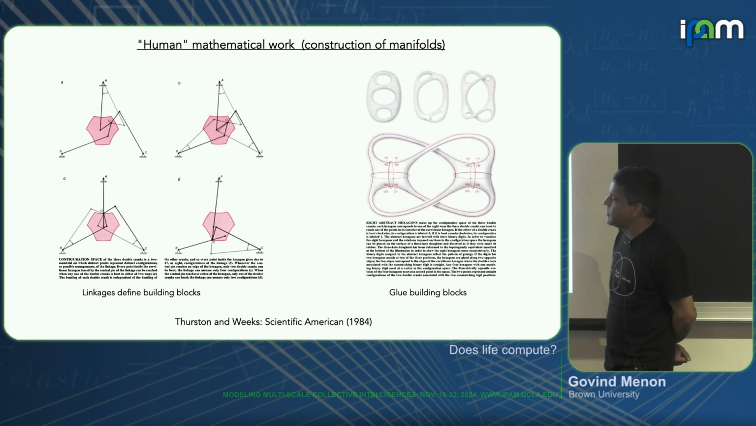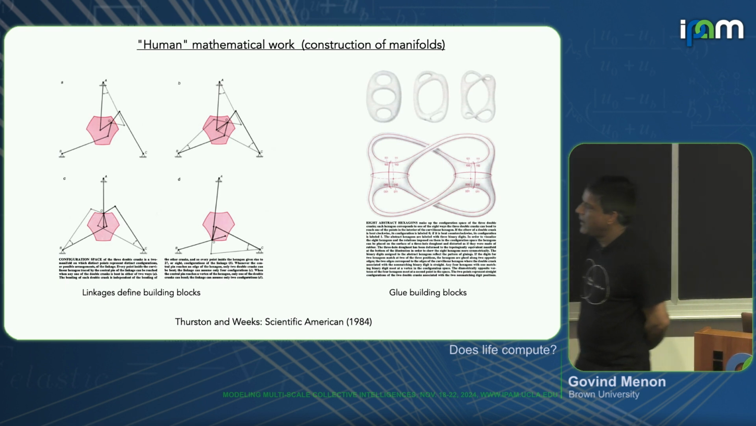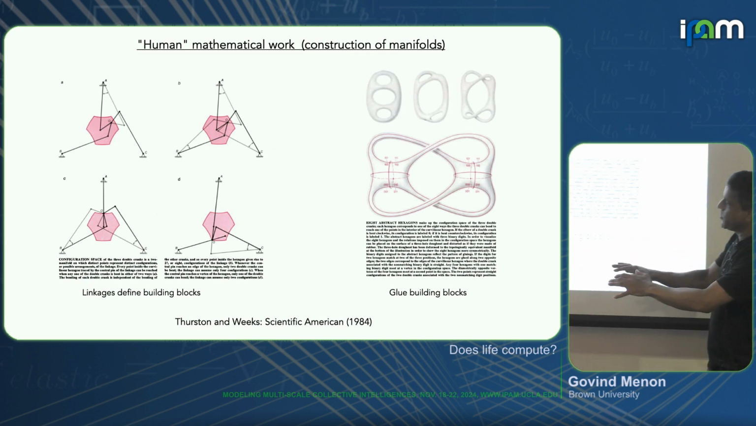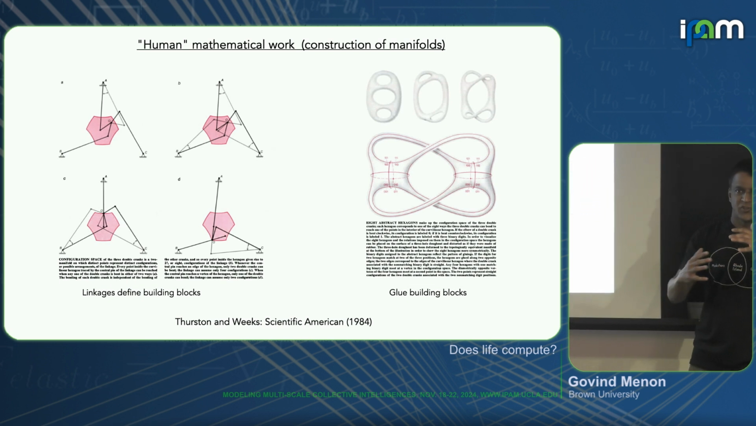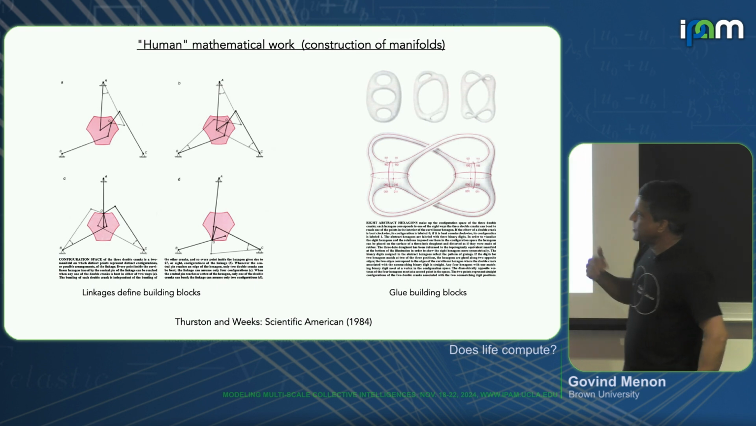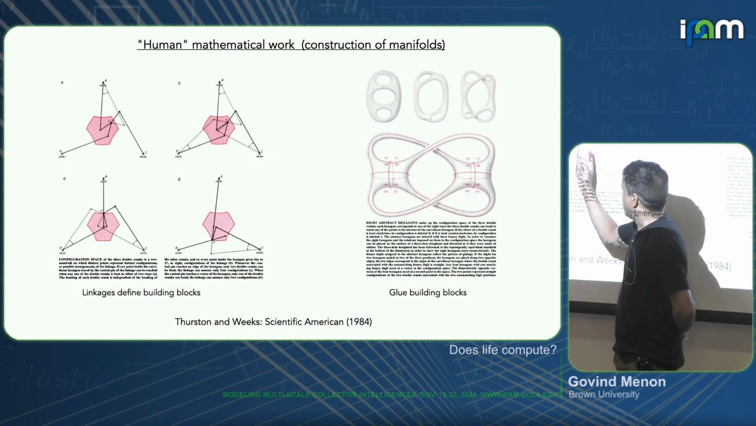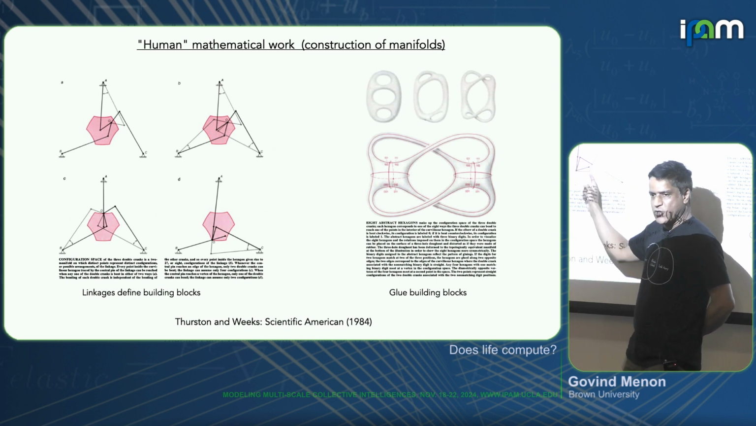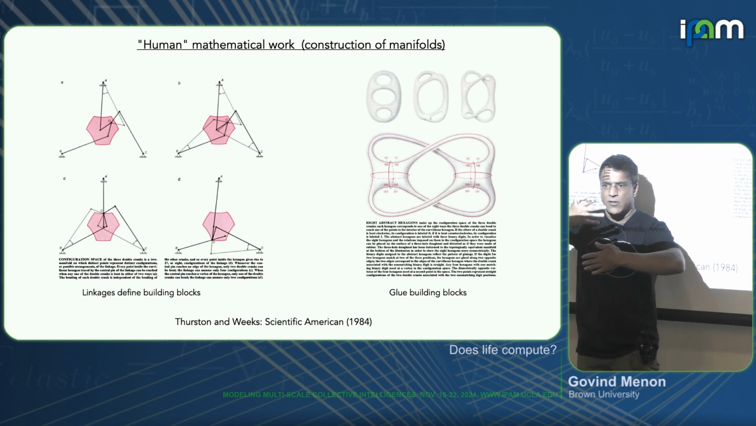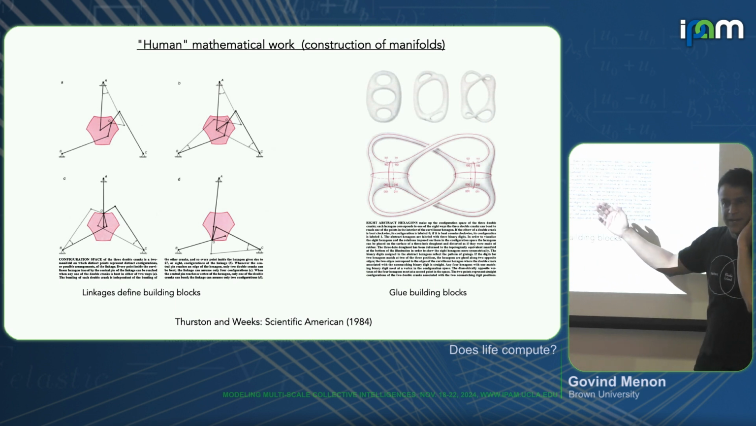And so here are beautiful images from a paper of Thurston and Weeks from Scientific American. These are geometers. And what geometers are really thinking about is how do you build shapes? How do you build manifolds? That's the real problem. You can think about manifolds as being defined by building blocks. That's the basic patch that you're looking for. But this basic patch you can think about as coming from a linkage. It's the configuration space of where the linkage goes. And then you glue it together in a particular way.